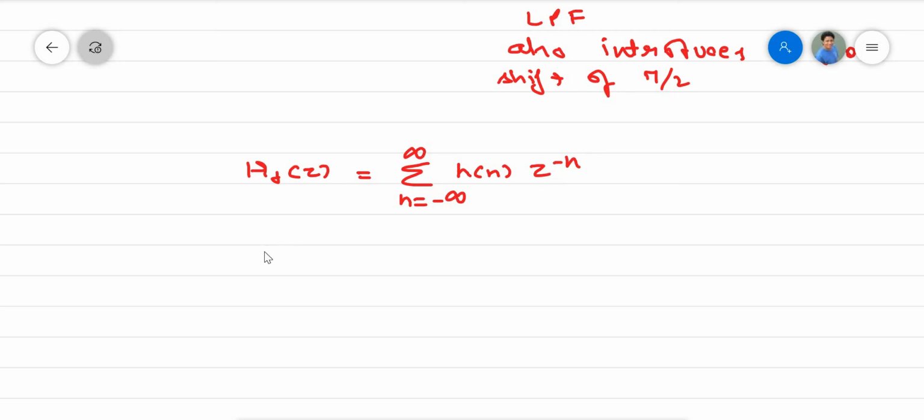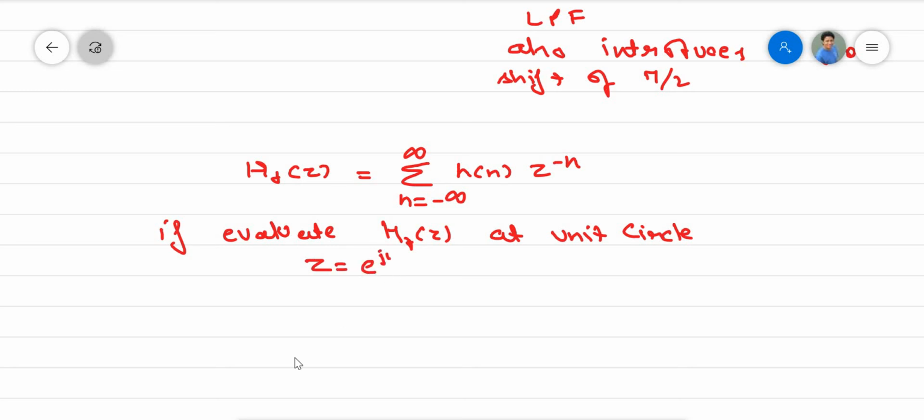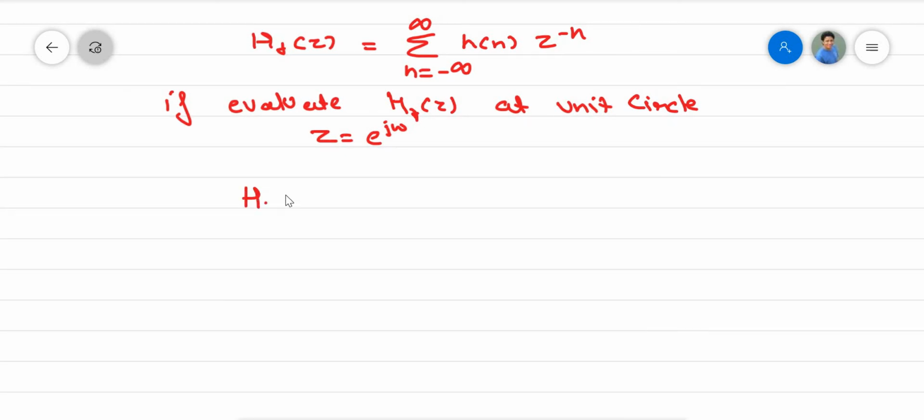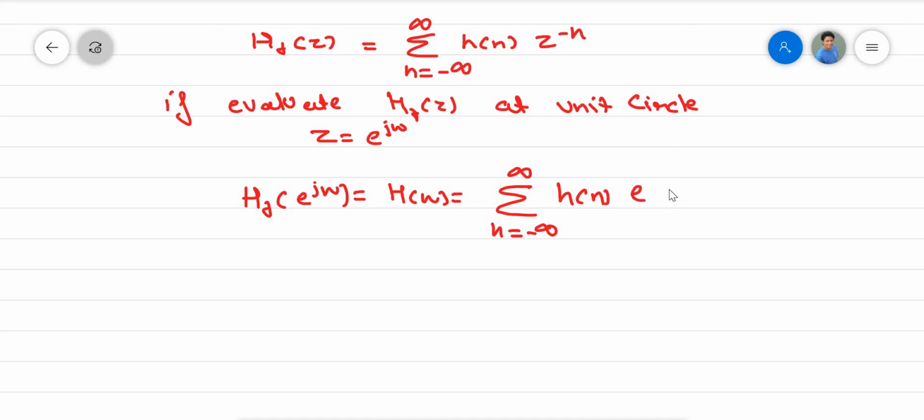Now if we evaluate Hd(z) at the unit circle, then we can put z equal to e to the power j omega, and for this particular case Hd(e^jω), or Hd(ω), will be equal to the summation from n equals minus infinity to infinity of hd(n) e to the power minus j omega n.